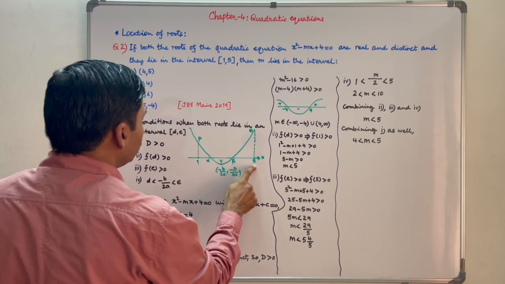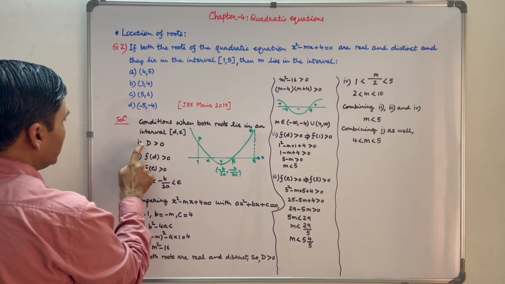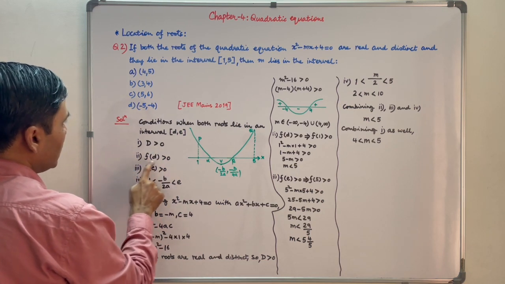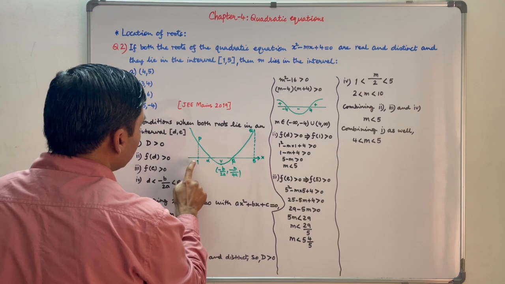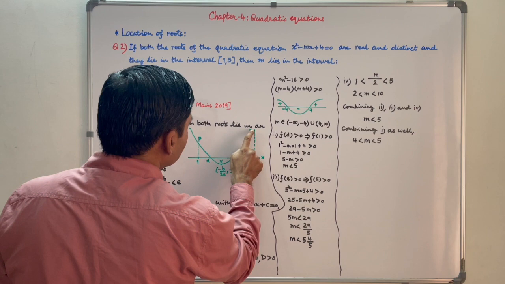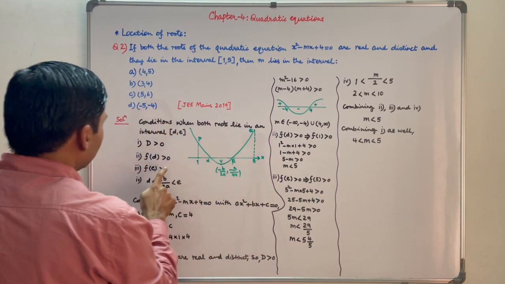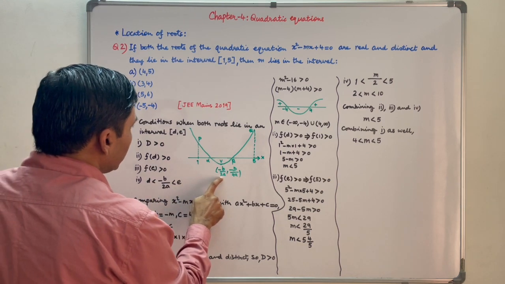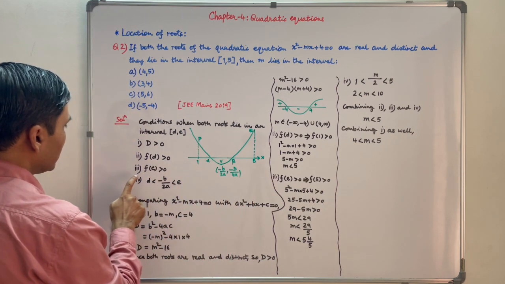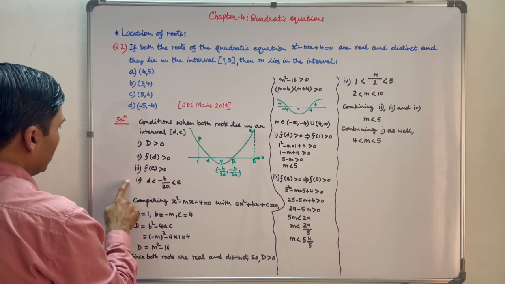Now we will write the conditions. Condition number 1: roots are real and distinct, so D is greater than 0. For condition number 2 and 3: point P on the curve represents f(1), so quite clearly f(1) is positive. Point Q on the curve represents f(5), so again f(5) is positive. Minus b by 2a, which is the x coordinate of the vertex, lies between 1 and 5. So this is condition number 4. We will apply all the conditions one by one.